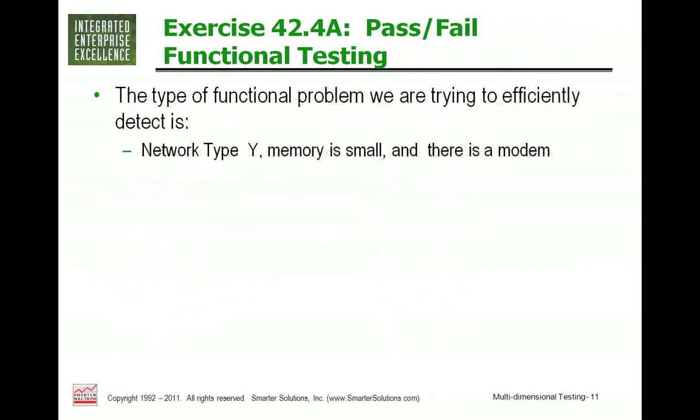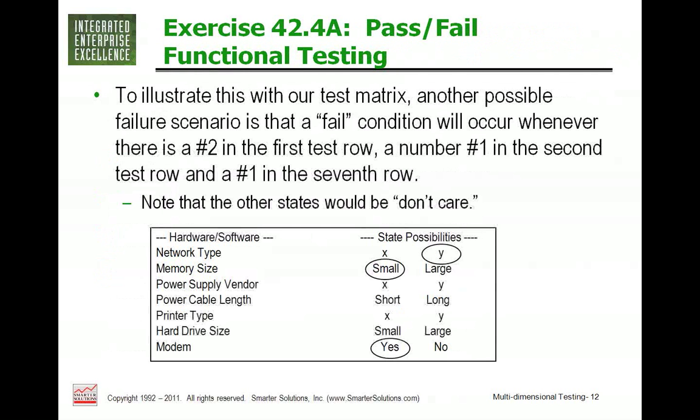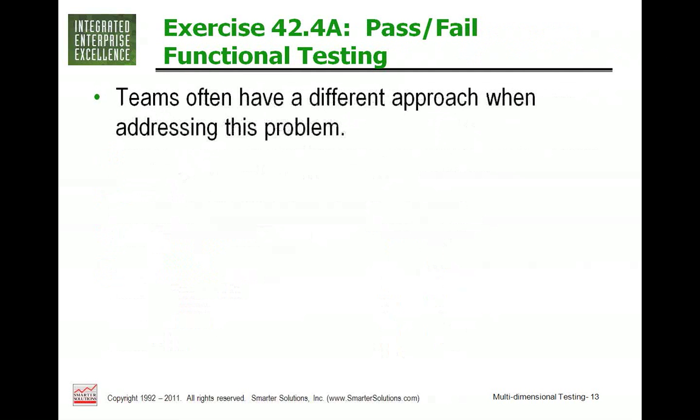The type of problem we're trying to capture is, maybe, network type Y, whenever the memory is small and there's a modem, it doesn't work very well. If we go back and look at our test possibilities, the circled areas represent that particular situation. As you can see, you can imagine there are quite a few different situations this set of conditions could encounter. Now the question is, how do we test for these particular sets of conditions? How do we make sure that it works in the office environment that we might encounter for this particular set of software?